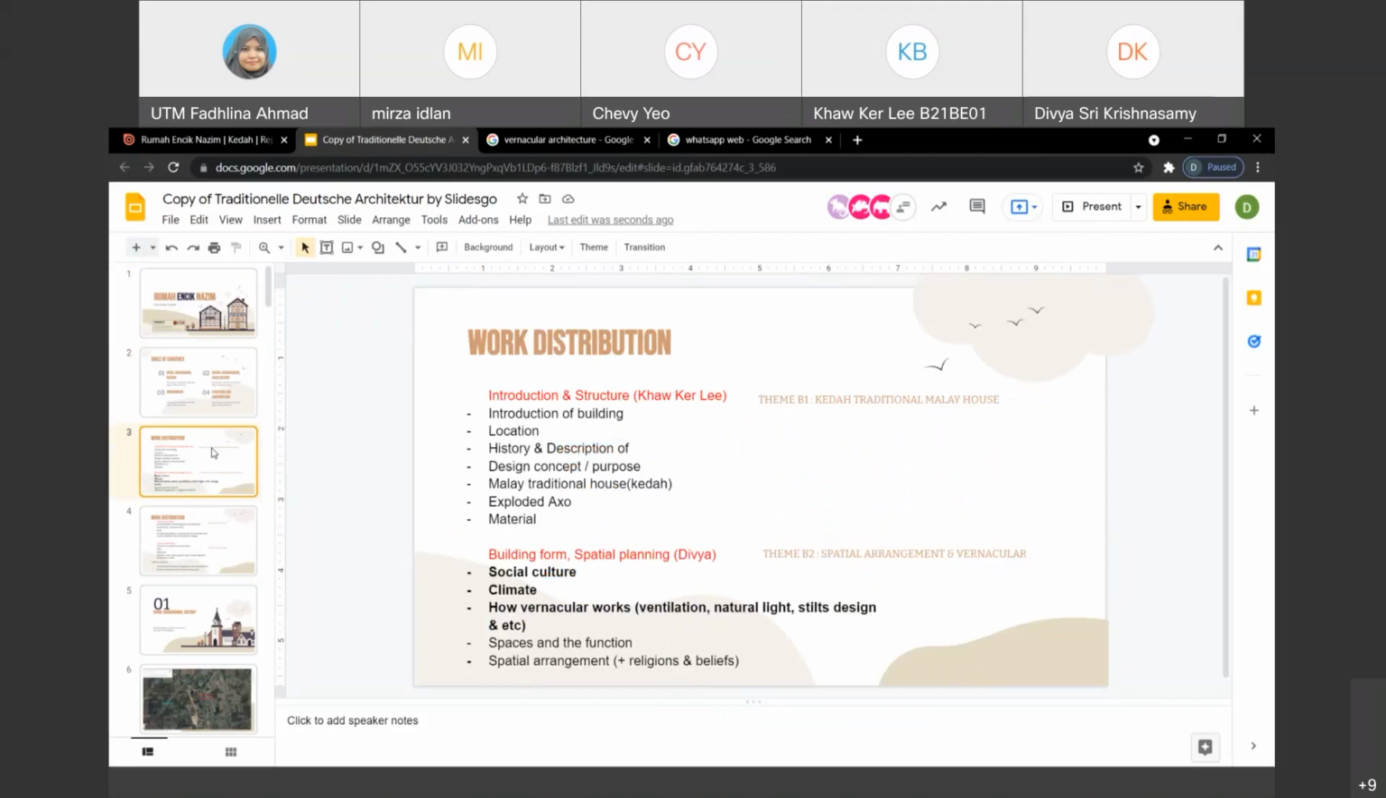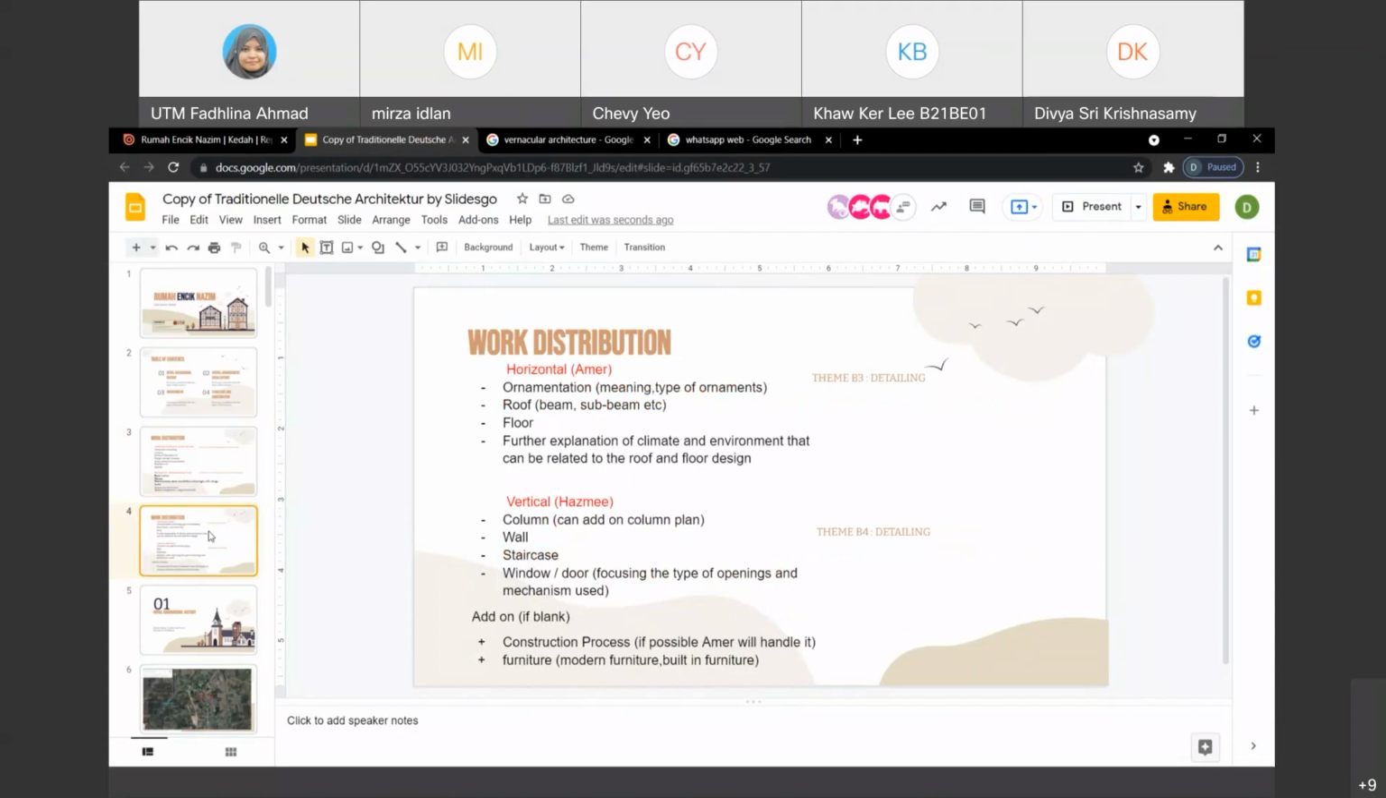First of all, I would like to roughly share our work distribution. I will cover the first board, and the theme is Kedah Traditional Malay House. Divya will take on the second board, where we need to present the spatial planning, arrangement, vernacular, and so on.